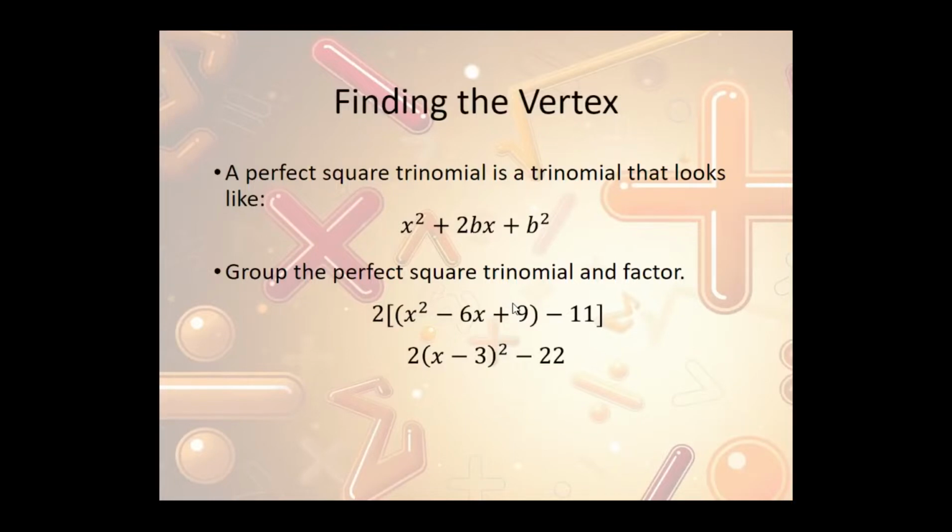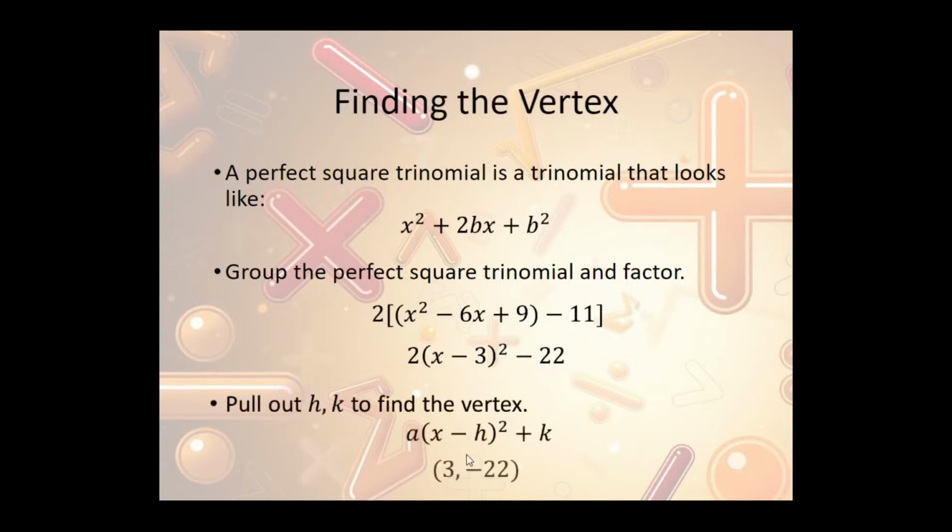Now how do we find the vertex then? Once we've completed the square, we just plug this in. We recognize that this is the h value, and it's always supposed to be minus h. So my h value is just here, and this is going to be positive, so it's positive 3. And then my k value is supposed to be positive, so this one's negative, so it would be minus 22. So my vertex would then be (3, negative 22). That's how I find the vertex once I've completed the square.